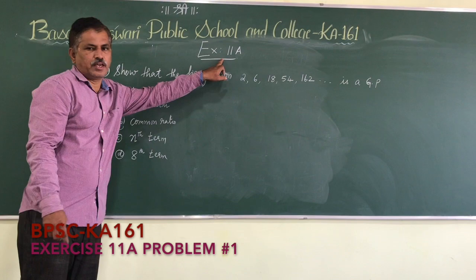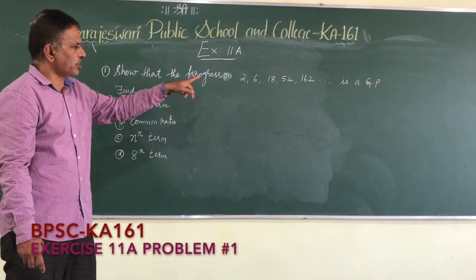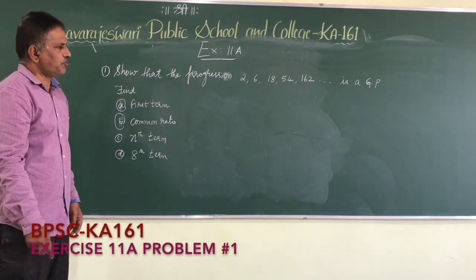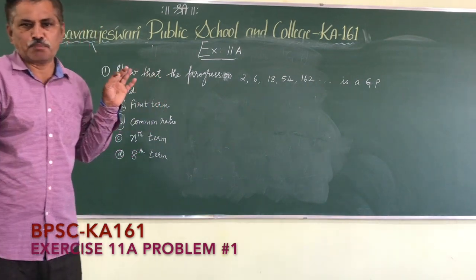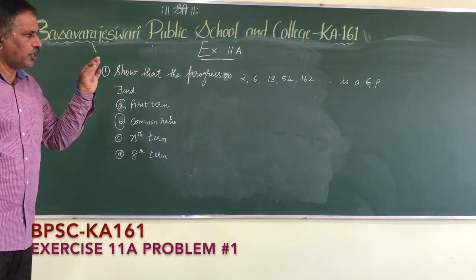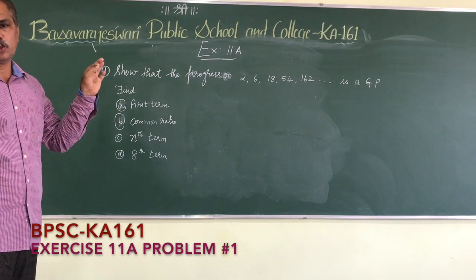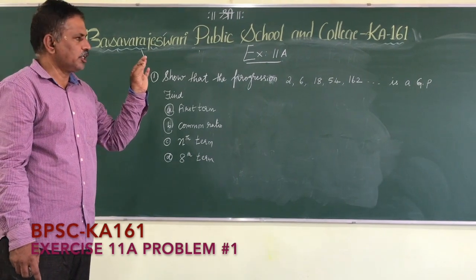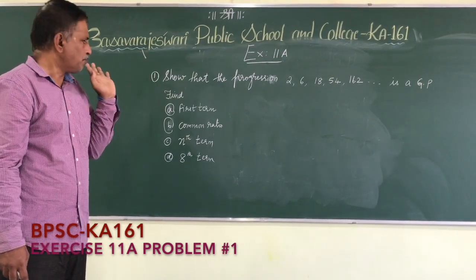Exercise 11A, first question. It has been given: show that the progression 2, 6, 18, 54, 162, and so on, is a geometrical progression. Very clearly, in order to show geometrical progression, what we have to do? We have to take the ratio between a term and its preceding term. If the ratio is common or the same, then it is called a geometrical progression.